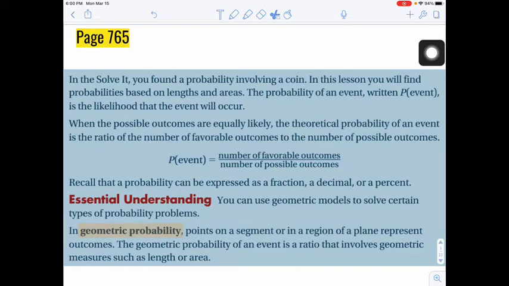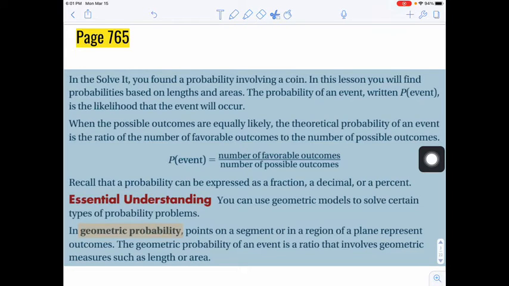The probability of an event, written P of event, is the likelihood that the event will occur. When the possible outcomes are equally likely, the theoretical probability of an event is the ratio of the number of favorable outcomes to the number of possible outcomes. So we have the probability of the event is the number of favorable outcomes divided by the number of possible outcomes. Recall that a probability can be expressed as a fraction, a decimal, or a percent.